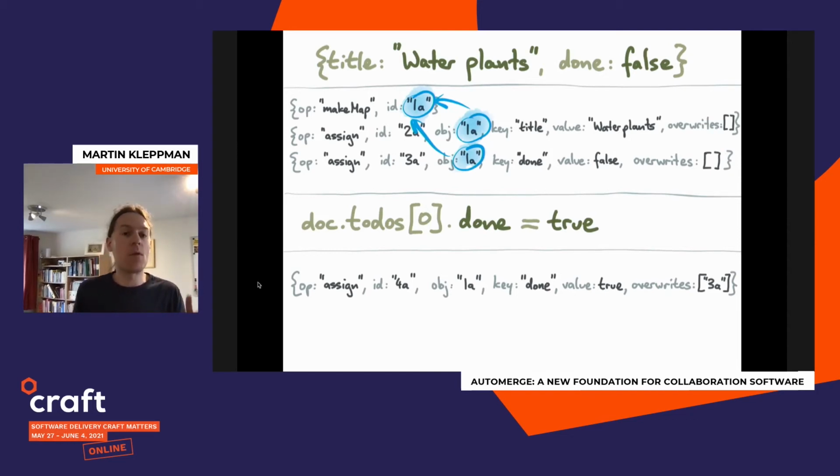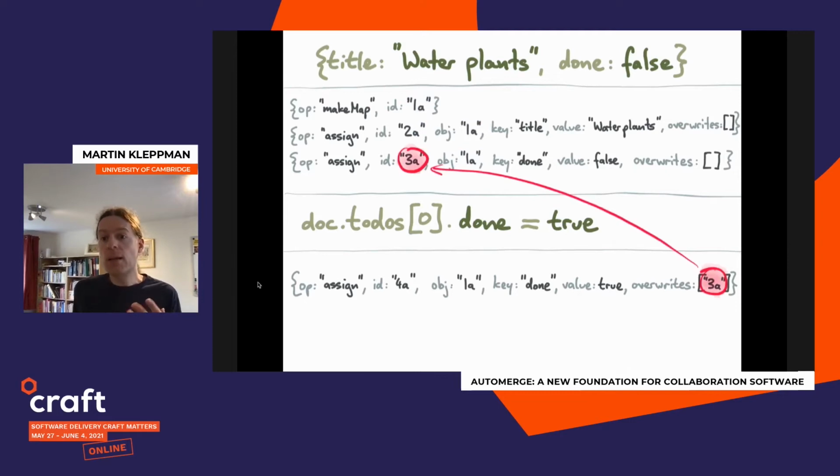So instead, we use these unique IDs, which I've just made a number and a letter. Internally, they're a bit more complex. But the idea is the same. So we've got an ID that is created when the map object is created, and then any later operations reference the ID of that object. Secondly, when a field is updated, then, well, each assignment operation has an ID. And in this case, the initial assignment operation that set the done field to false, that operation had an ID of 3A.